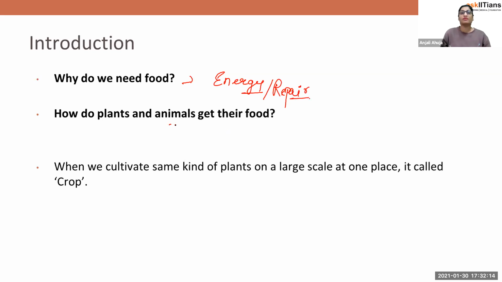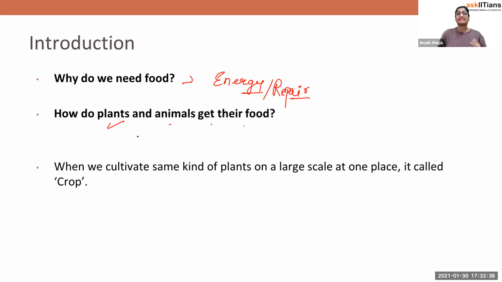Next one: how do plants and animals get their food? Do I have to talk about it? Since your 6th class, you have been learning this. Plants are photosynthetic, they are autotrophic, and animals are heterotrophic. We eat the plants, and many of us are omnivores. We eat plants and animals both. I am a vegetarian, so yeah. Okay, let's move further.